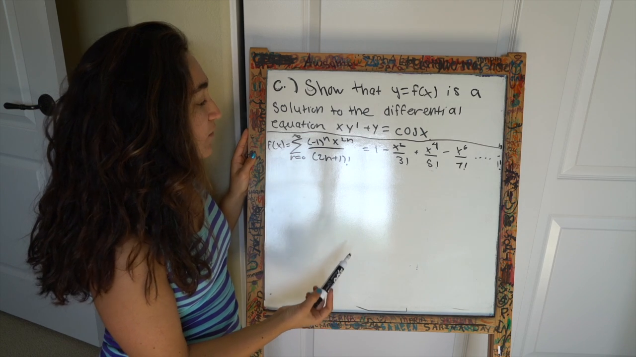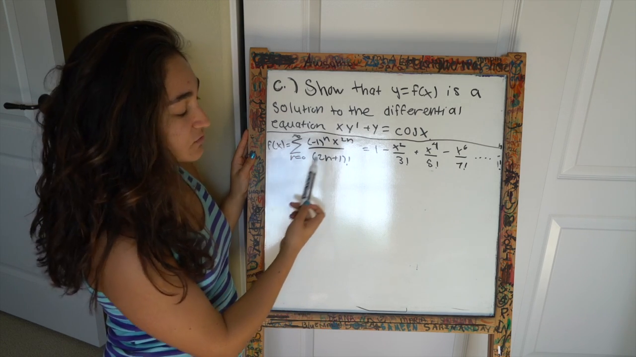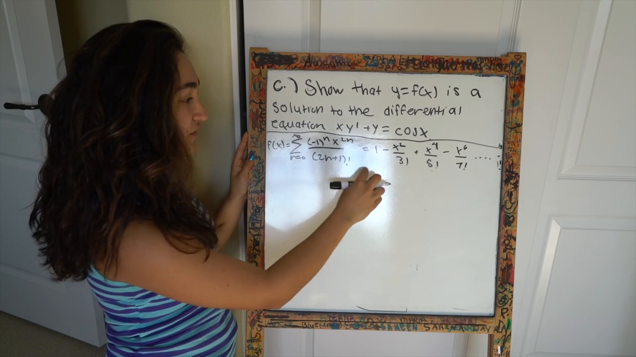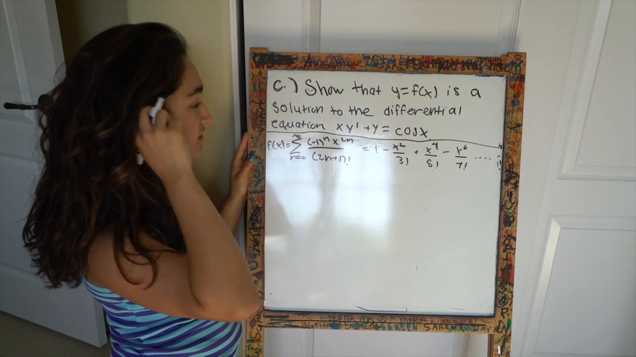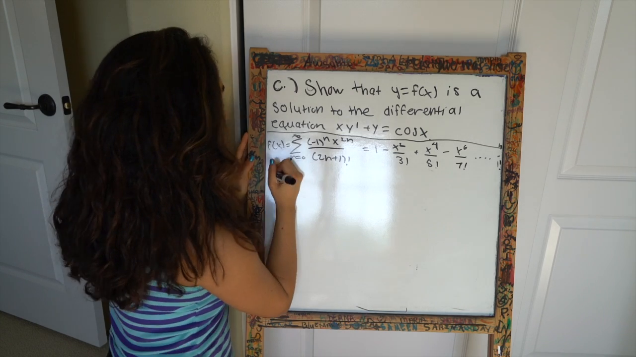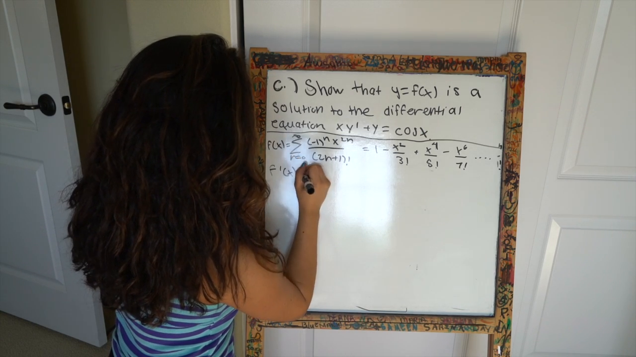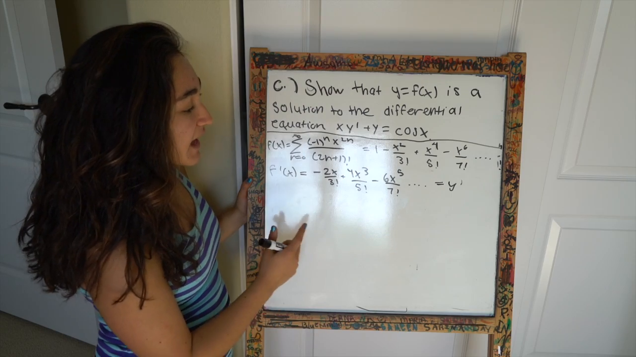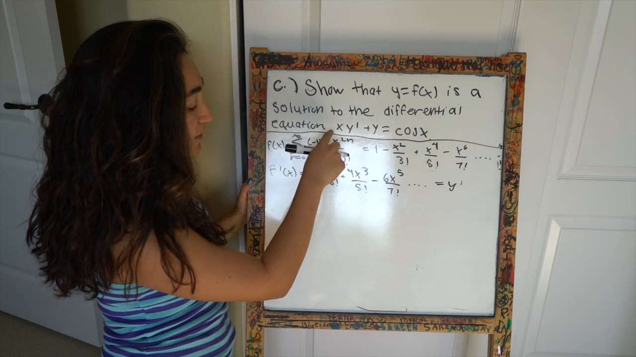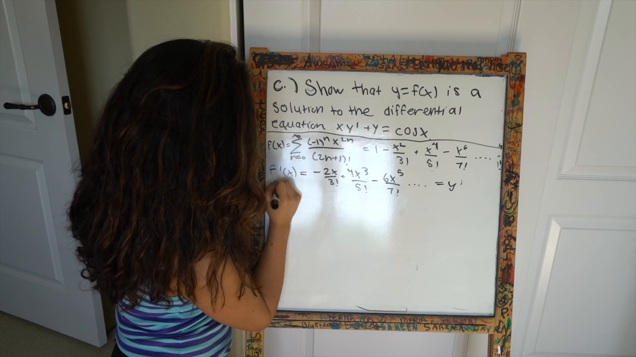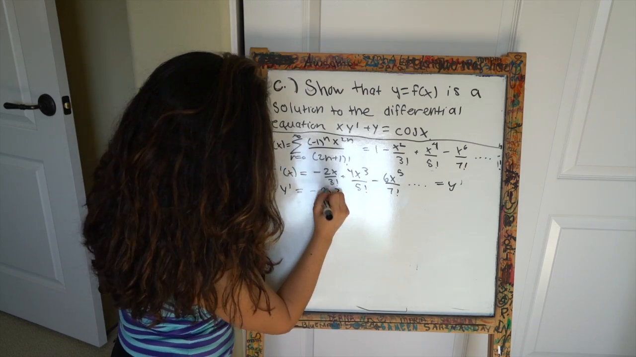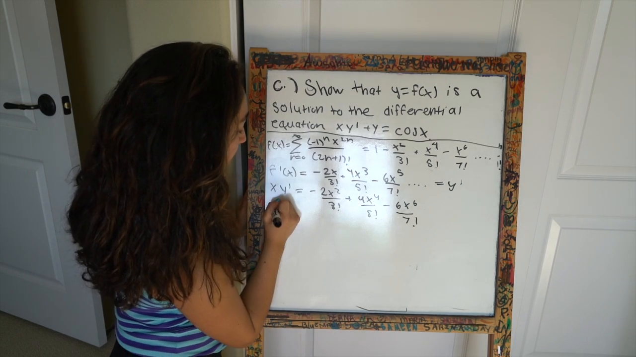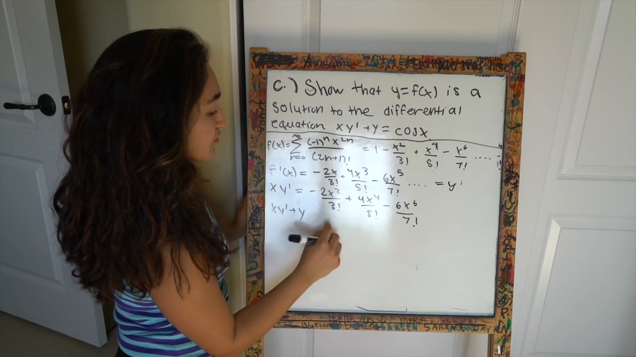So what I want to look at first is what y prime is equal to. So we have our f of x, and to find f prime of x, or y prime, we can just find the derivative of each of the terms in the sequence. So we have our f prime of x. Now that we have our y prime, we can multiply every term by x. So our xy prime. So our last and final step is to add y to our xy prime expression.